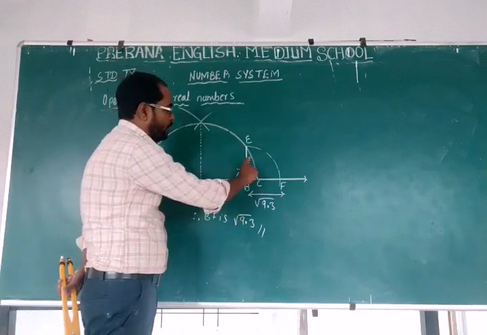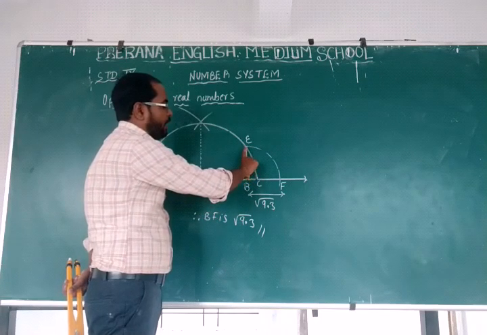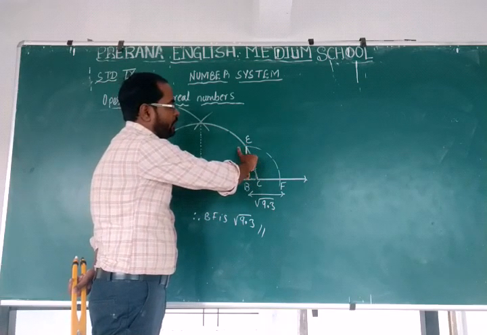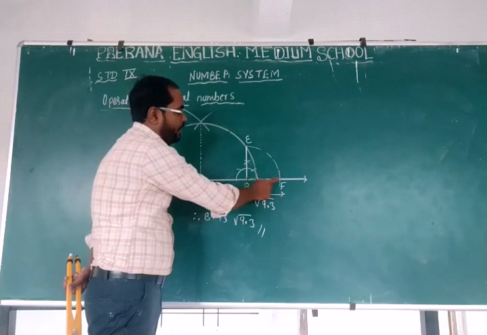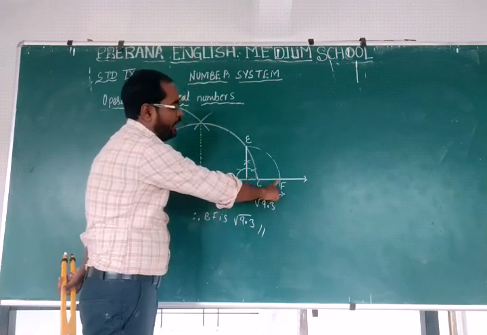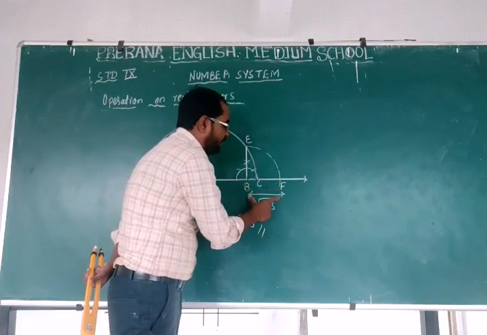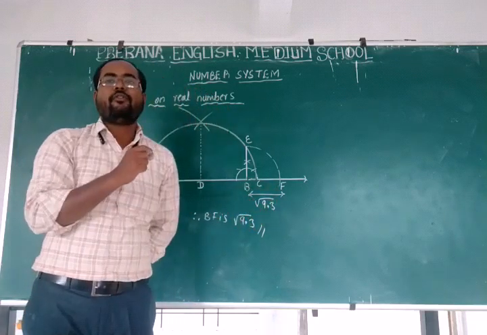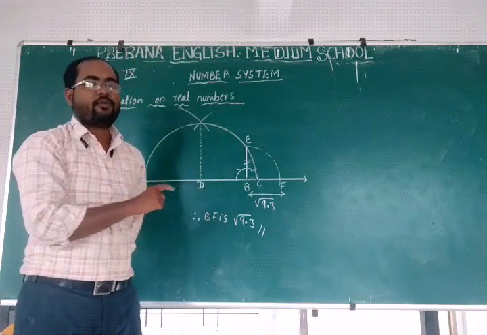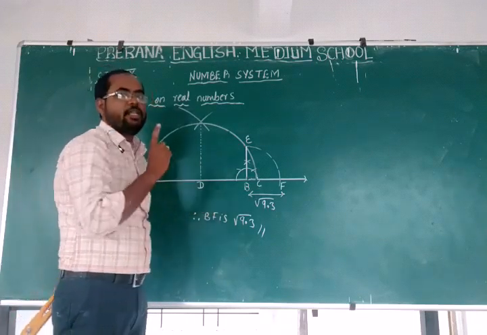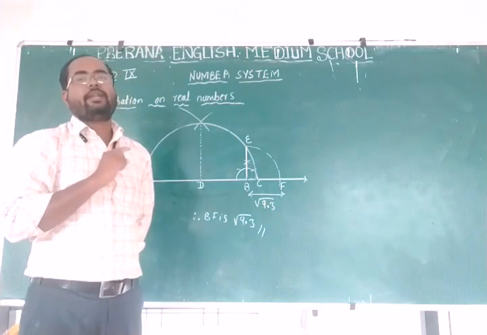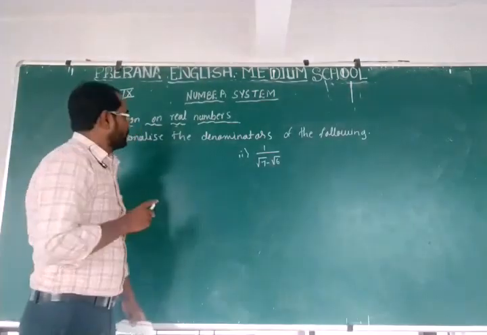After drawing a perpendicular, take an arc of B and E, draw the arc here. Where it touches the number line, you call it F. And this BF is nothing but the square root of 9.3. This is how we represent the square root of 9.3 on a number line. Now we'll solve the next question.